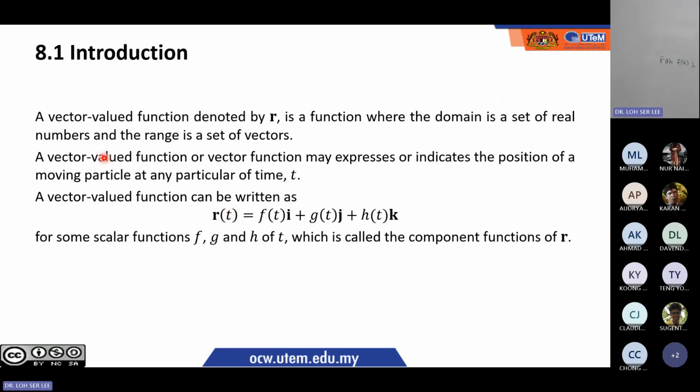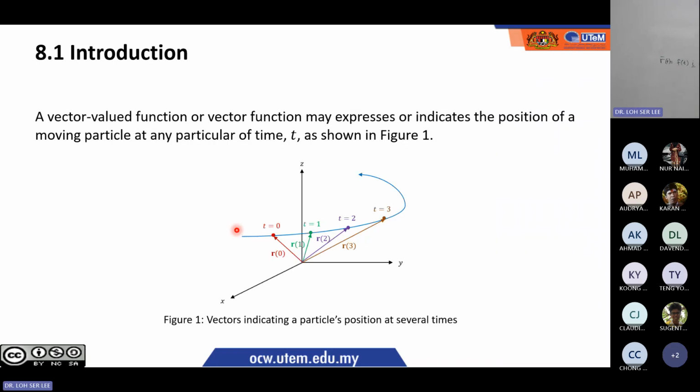A vector valued function is actually a vector function that indicates the position of a moving particle. From here we know the position at a specific time, where t represents the time. For example, when we throw a ball, let's say a moving particle, it moves from this point. When t equals 0 it's here, then t equals 1, 2, 3, and so on. At a specific time we can know the position of the moving particle.